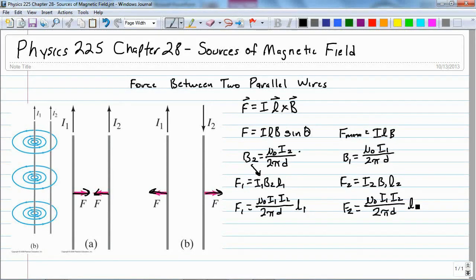Now usually L1 and L2 are the same, and so usually F1 is equal to F2, which makes sense because there would have to be some kind of equalizing of forces to keep things static if necessary.